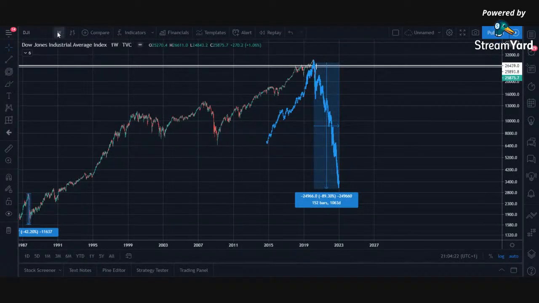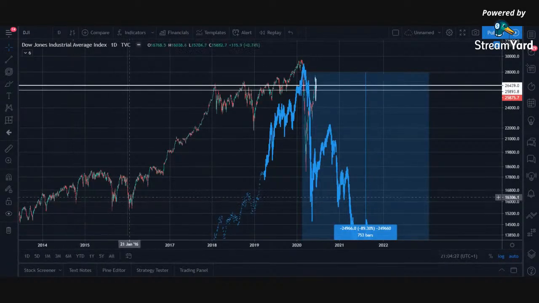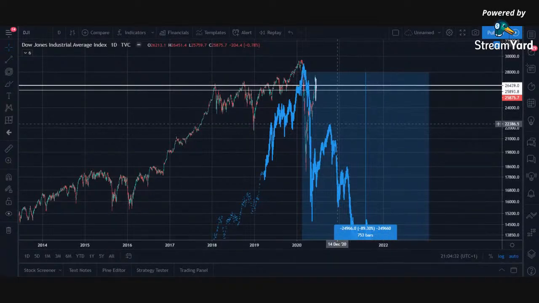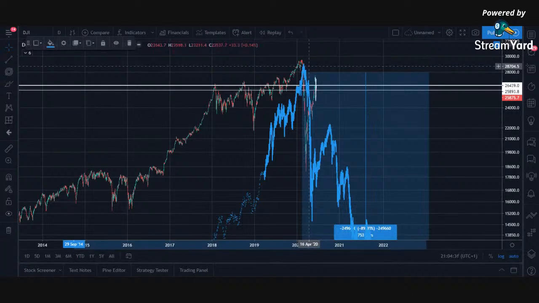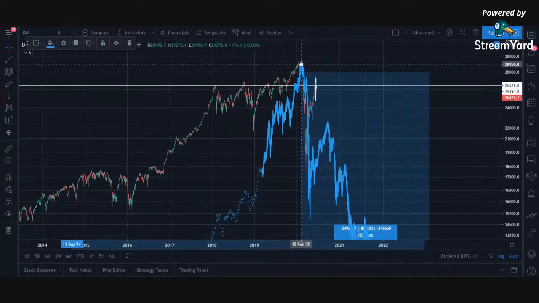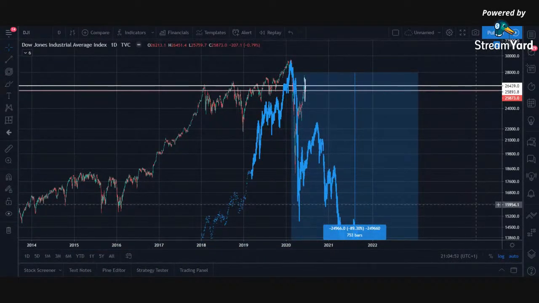Yeah, but this is on the weekly. Let me put this on the daily. Although we also have to take into consideration that this move is apparently happening much quicker than in 1929, so it already topped out here. It took longer here to top out.